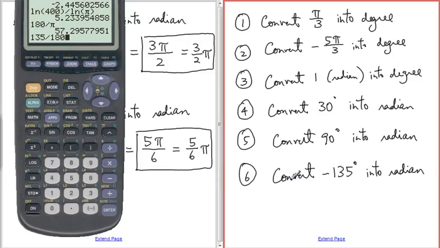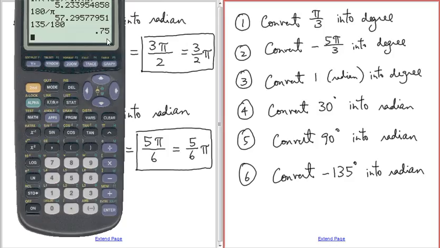All right, now in number 6, we have 135 over 180. Part of this, we need to figure that out. Can we ask the calculator to help us reduce that fraction? Yes, we could. We have 135 divided by 180, and then you hit enter. That turned out to be 0.75.